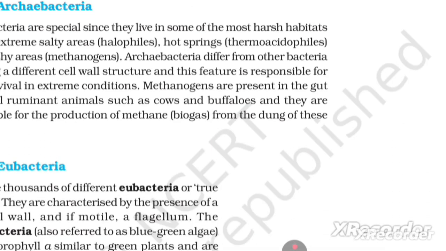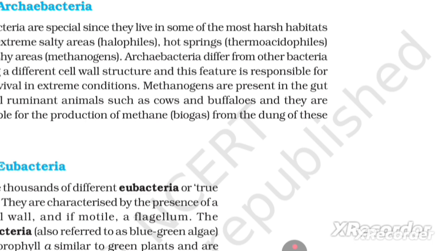Archaebacteria. These bacteria are special since they live in some of the most harsh habitats such as extremely salty areas, halophiles; hot springs, thermoacidophiles; and marshy areas, methanogens. Archaebacteria differ from other bacteria in having a different cell wall structure, and this feature is responsible for their survival in extreme conditions. Methanogens are present in the gut of several ruminant animals such as cows and buffaloes, and they are responsible for the production of methane biogas from the dung of these animals.